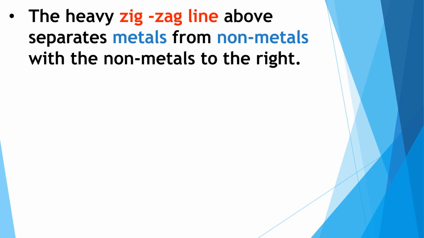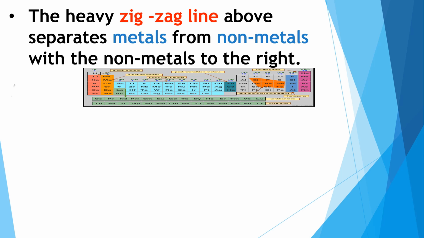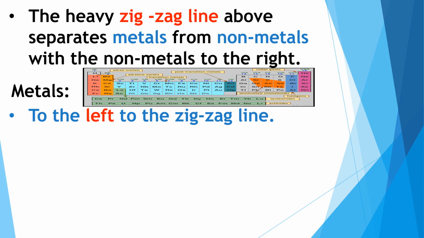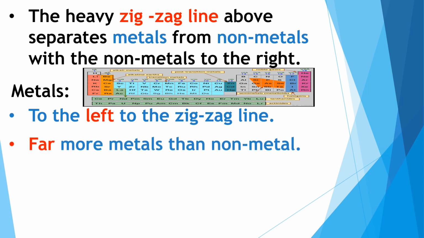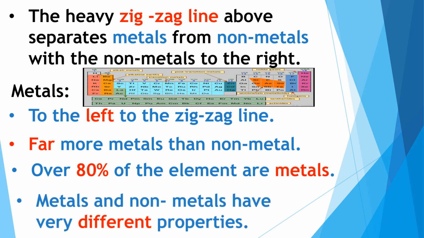Look again at the table. The heavy zigzag line above separates metals from non-metals, with the non-metals to the right. Metals are to the left of the zigzag line. There are far more metals than non-metals. In fact, over 80% of the elements are metals. Metals and non-metals have very different properties.